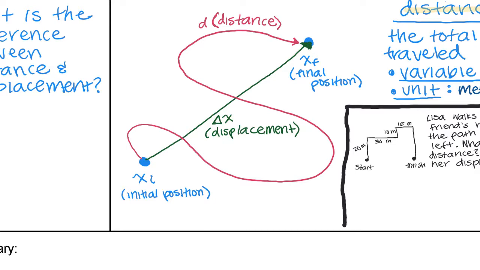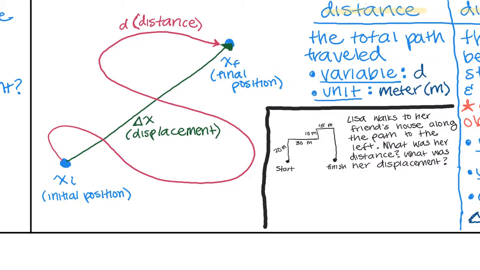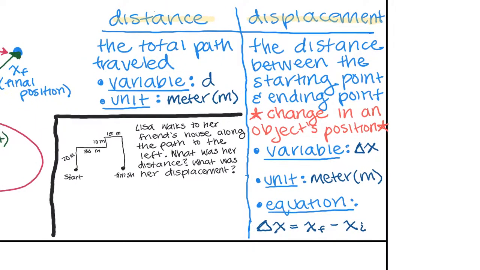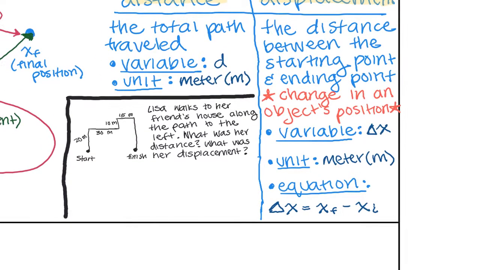So the displacement is always the shortest path, or not even traveled. It's the shortest path and the shortest distance between your starting point and your ending point. We do not care about how far you actually traveled. We simply want to know how far you have been displaced from your original starting point. That is what we use to define displacement. Again, displacement is simply the change in an object's position.